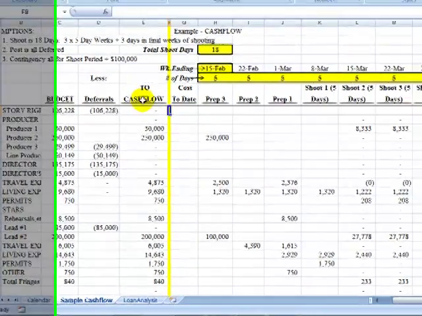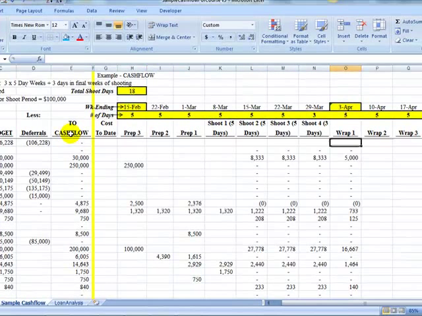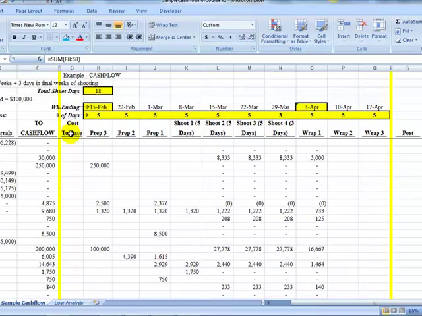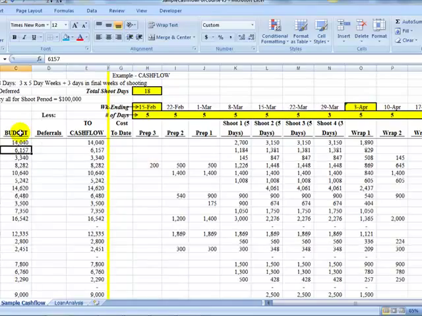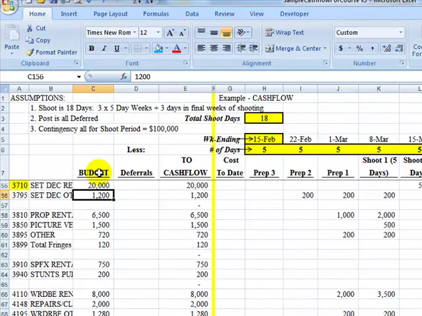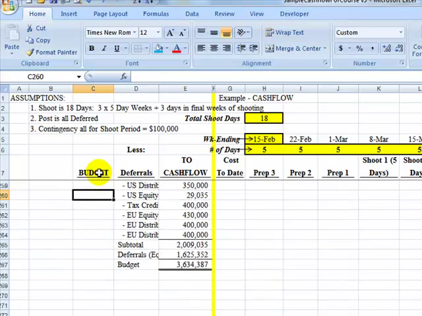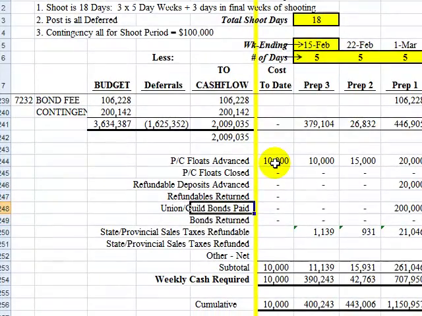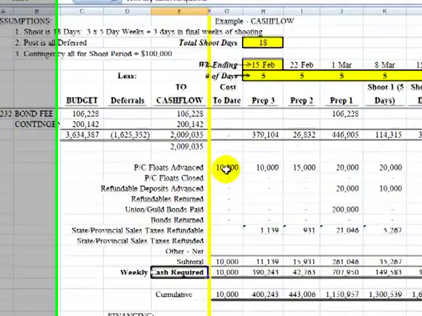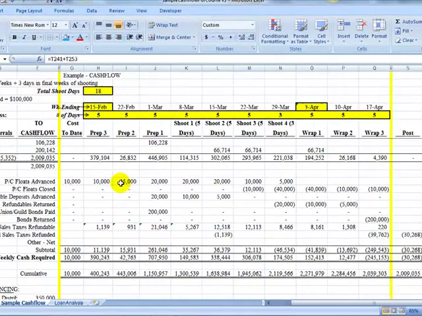You need to know how to use sums and divides and things like that across in order to really make use of it. But I walk you through how I made this schedule and why I did what I did. It has little tips in it all the way through. And at the bottom especially, there's the additional tip of don't forget to cash flow things like petty cash floats, refundable deposits, union and guild bonds paid out, things like that. And then you cash flow it all, and then you've come down to, boom, there's my budget or my amount that I want to cash flow.